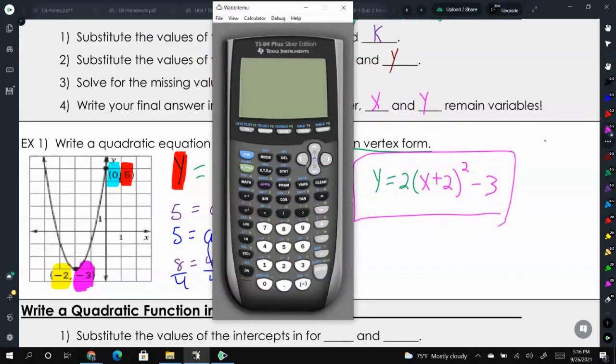All right, let's turn this on. So 2 parentheses x plus 2 close parentheses squared minus 3. So now when I hit the trace button, you see when I type in 0, the y value is 5. So I'm confident that this is the correct answer now.